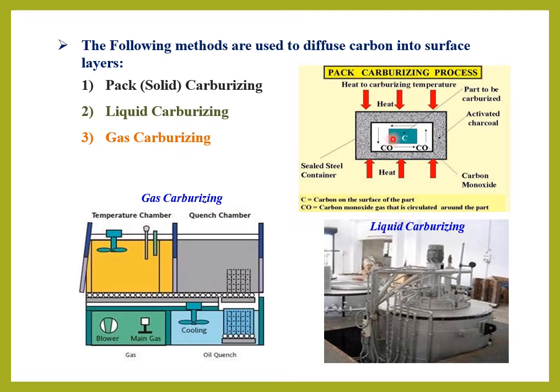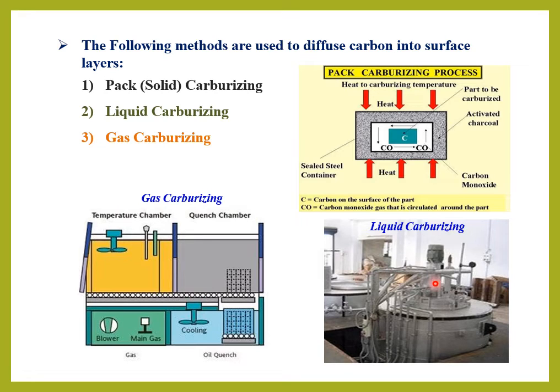Solid carburizing means the steel parts are packed and kept inside. Surrounding them we have the carburizing medium, charcoal plus barium carbonate, and we do the heating to a high temperature. Then the reaction occurs and releases carbon atoms outside. This carbon dissolves into the steel surface. This is called pack carburizing.